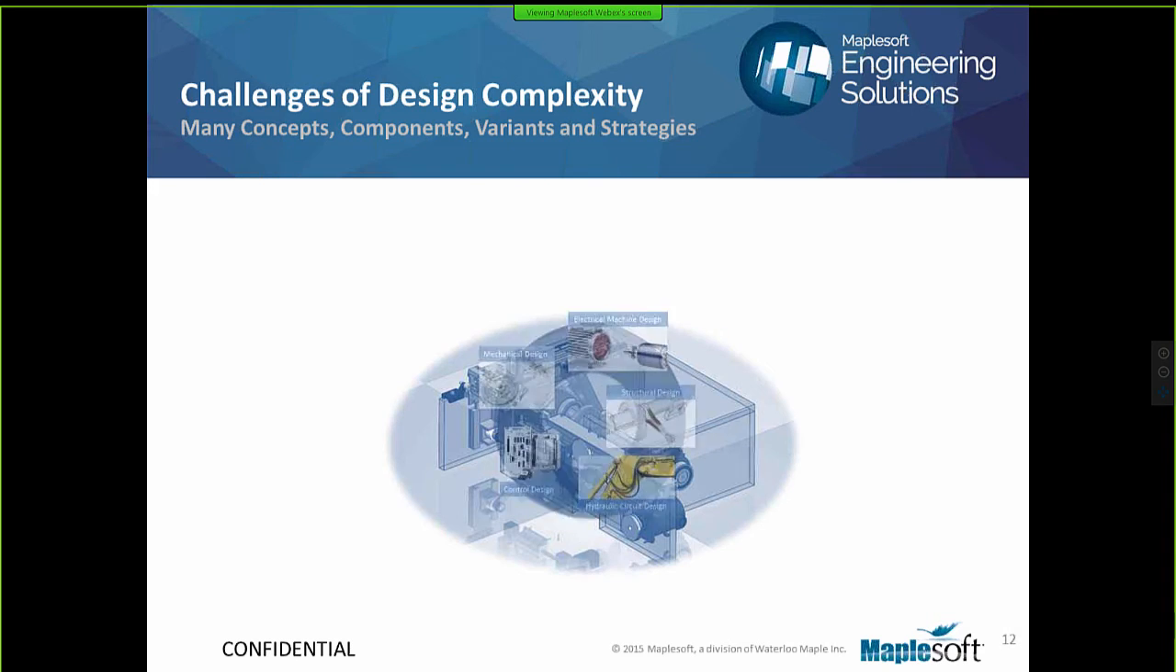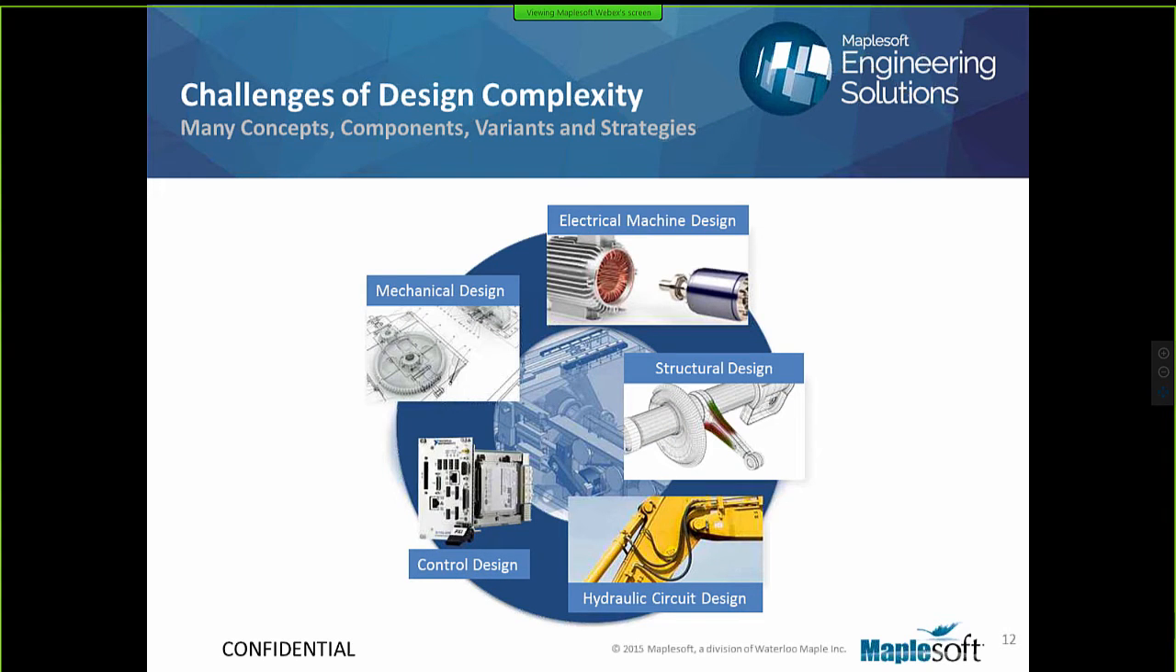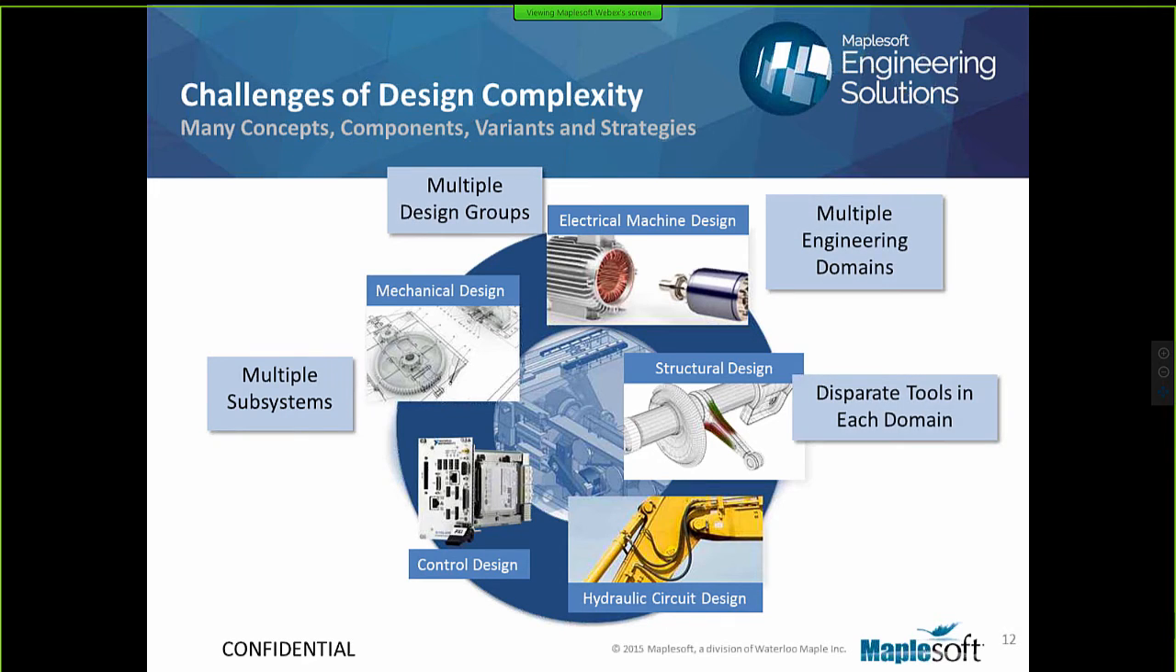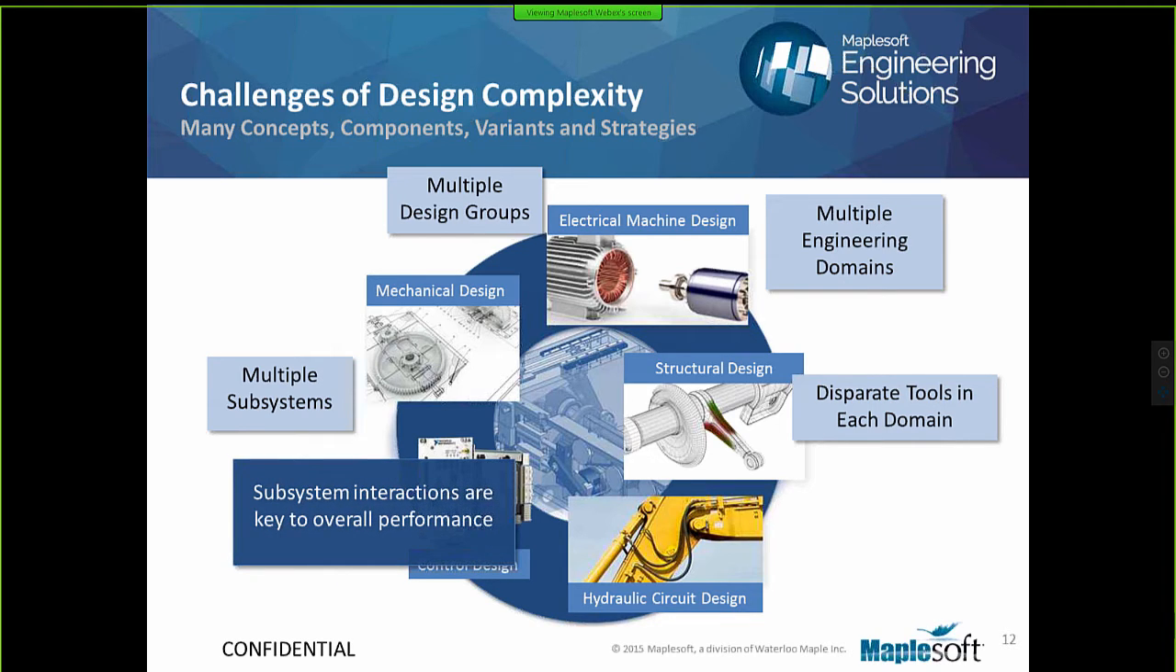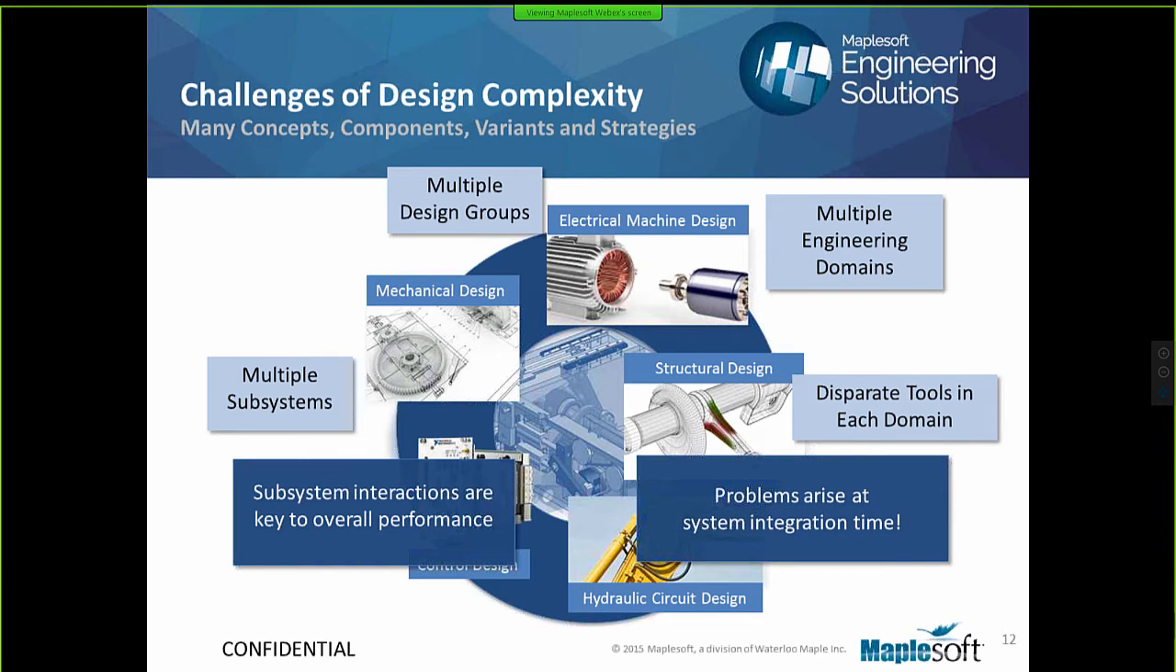So the reason why this is happening is because they're dealing with complex systems. They have multiple subsystems, multiple engineering domains, different groups that are focusing on those things, and typically they have disparate tools that focus on each of those domains. And it's only when you start putting these things together that it becomes very important to understand what the interactions are between one subsystem and another. You can make a very innocent change in one subsystem, and that can have a very detrimental effect on the rest of the system. Consequently, it's when you start integrating these subsystems together that you start to get the real costs in terms of the design and prototyping.